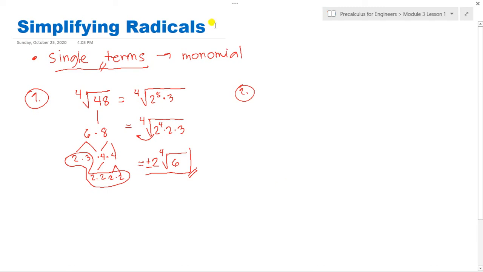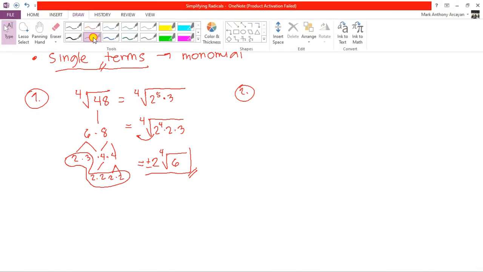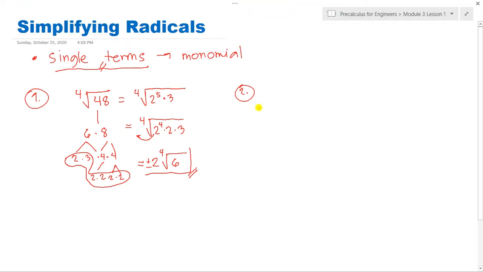So let's continue with example number 2. So how about if we are given square root of 75 x cubed. So ganon. Since yung index natin is 2, at least we can write the expression inside the radical as a factor of a certain number that is raised to the power of 2. At least ba sa mga exponent nila may 2. Kasi kapag yung exponent nila may 2, then we can just extract them easily outside the radical sign.